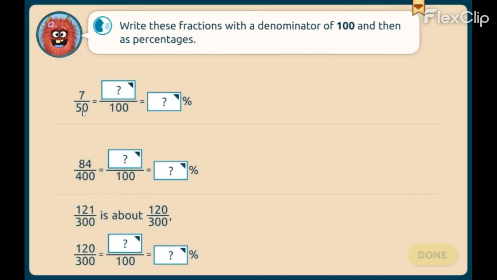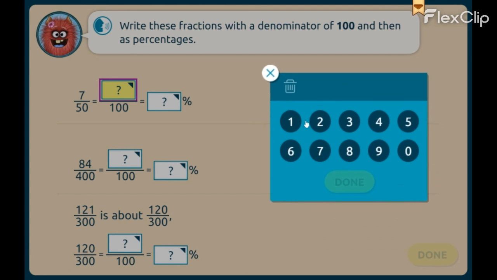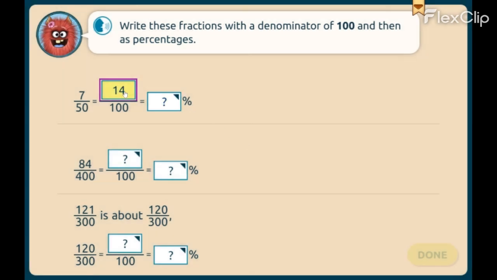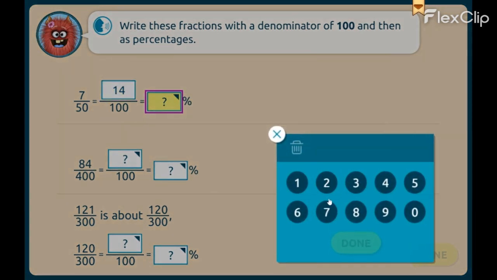7 out of 50 needs to be amplified to become 100, as we need percent at the end. So we amplify the fraction by multiplying both parts by 2. Is it right? 50 multiplied by 2 will give us 100, and 7 will become 14. And the number of percent is already here. The numerator is the percent.